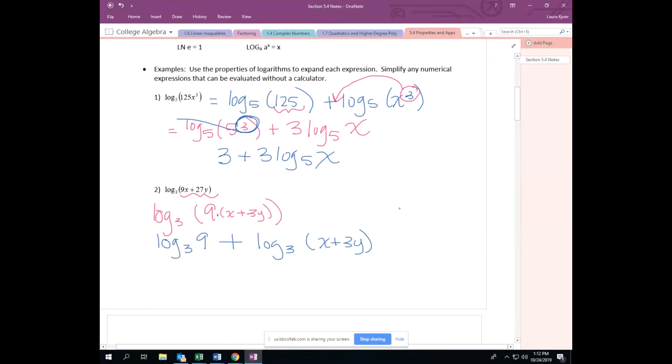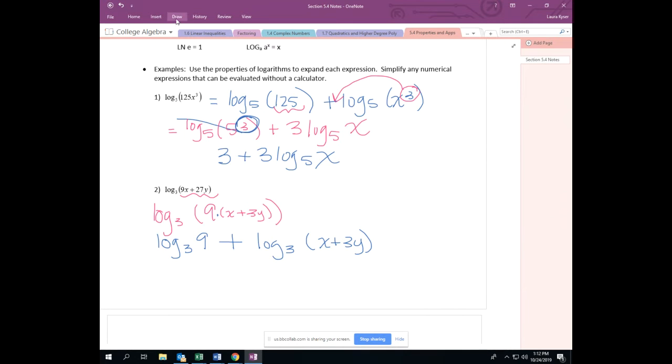Now again, that x plus 3y is already in simplest form. We can't do anything with it. It does not fall under any of our rules. But the beginning of this is similar to the beginning of number 1. We've got a log base and a value that can be rewritten using that log base. And when we can do that, we want to do that because it helps us simplify.